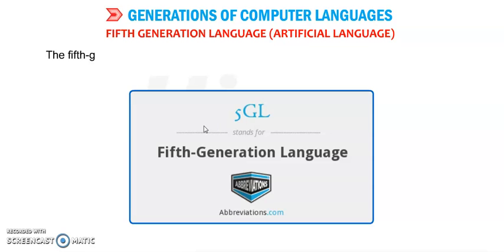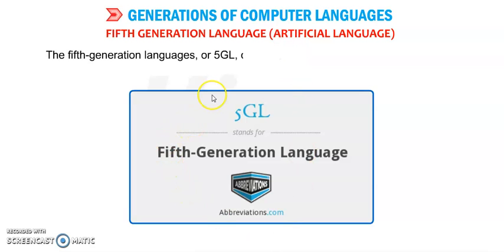In our previous class, we discussed different generations of computer languages. I will revise once again. In first generation computer languages, we use machine language, okay? In the second generation, assembly language. Third generation, high level language. Fourth generation, very high level language. In today's class, we will discuss the fifth generation language, artificial language.